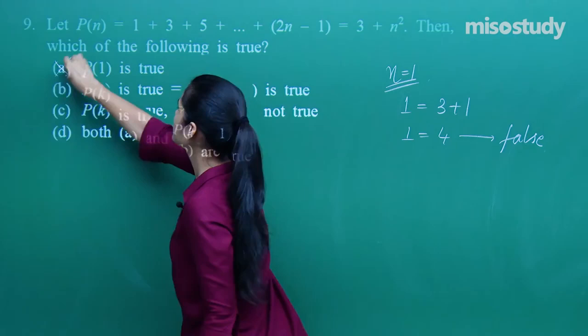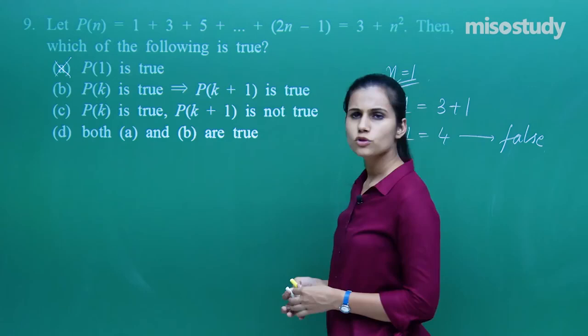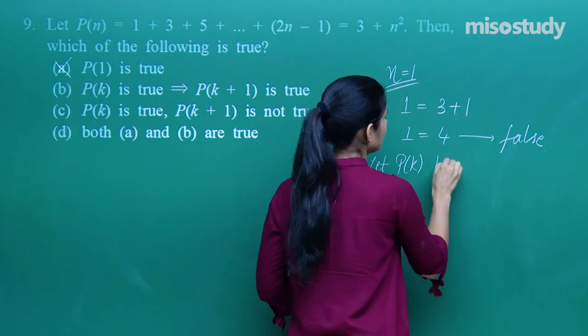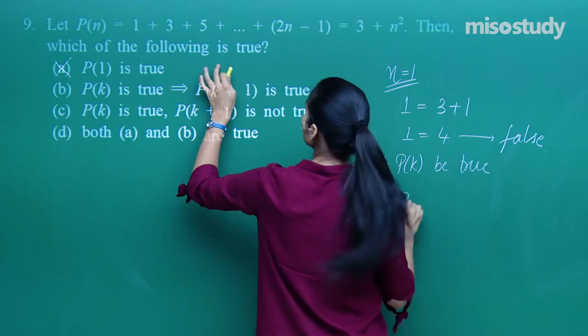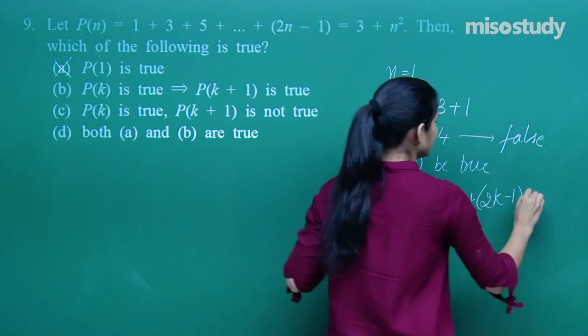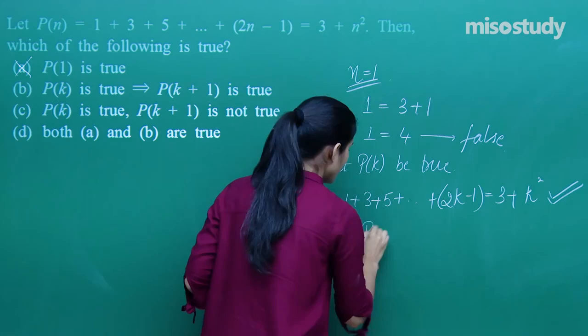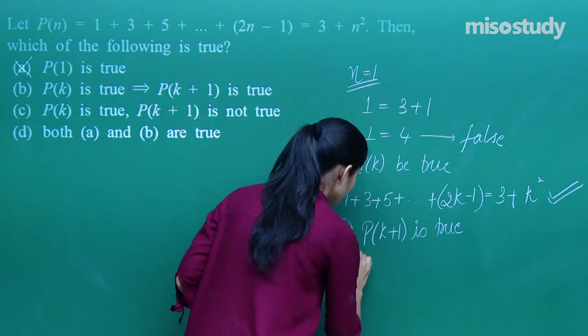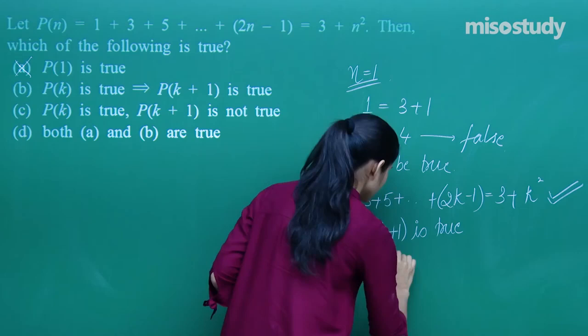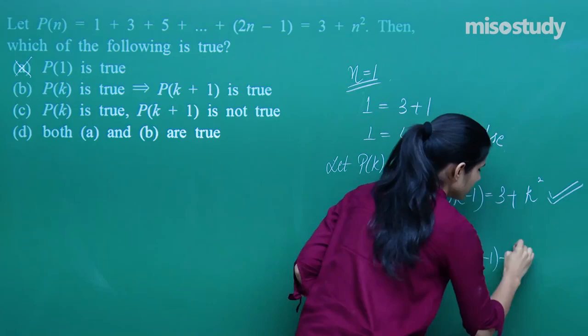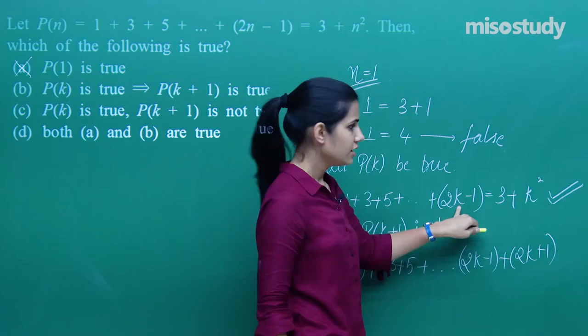Is it true that if you assume Pk is true, then Pk plus 1 will also be true? Let's do that. Let Pk be true. Pk being true means that 1 plus 3 plus 5 and so on up to 2k minus 1 is equal to 3 plus k square. This is holding. I have to show that when this is already holding, then Pk plus 1 is true. That means I have to show what I get when I replace k by k plus 1 on the left hand side. You replace k by k plus 1, you get twice of k plus 1 minus 1, which is 2k plus 2 minus 1, which is 2k plus 1.